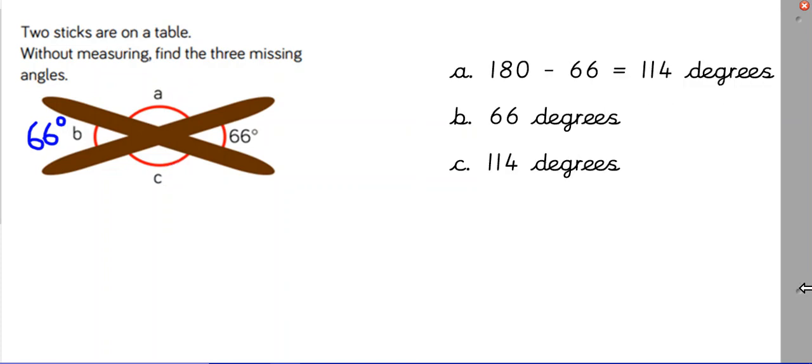Okay then, so A equals 180 minus 66. That is because I've worked out my angle on this straight line here. So I've done 180 minus 66 equals 114. So A equals 114. Now I don't need to do any more working out because my opposite angles are equal. So B equals 66 and C also equals 114 because it is opposite A. Well done if you got those correct.